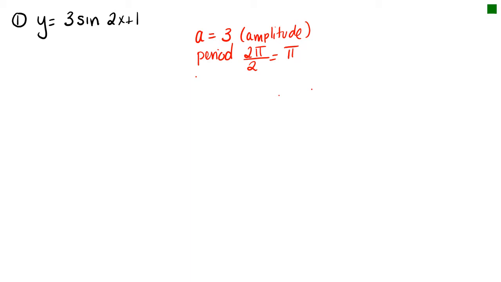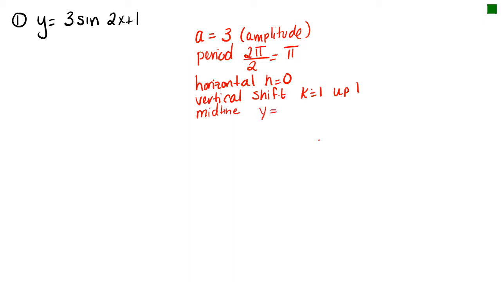Let's see if there's a horizontal shift. A horizontal shift would be inside parentheses, and there are no parentheses, so there's no horizontal shift. Vertical shift: k equals 1, so we're going to go up 1. So our new midline is not going to be y equals 0 anymore. It's going to be y equals 1.